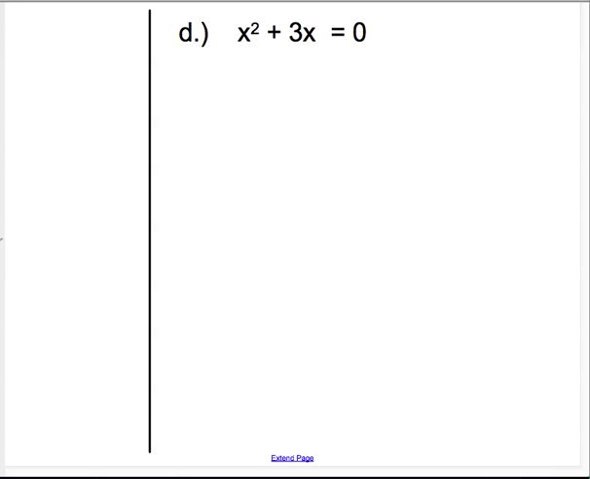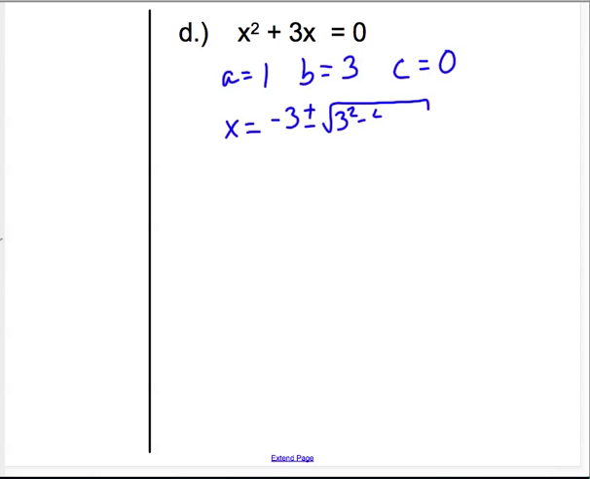This one, we don't have a constant. So there's a couple of different ways to do this one, but if we're using the quadratic formula, our a is 1, our b is 3, and our constant is 0. We're not adding or subtracting anything. So we get x equals the opposite of b, or negative b, plus or minus the square root of b squared minus 4 times a times c, all over 2a.